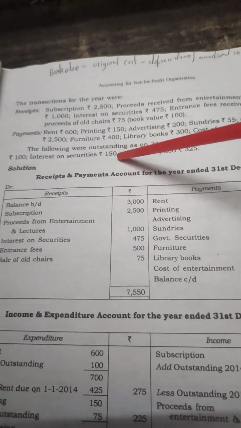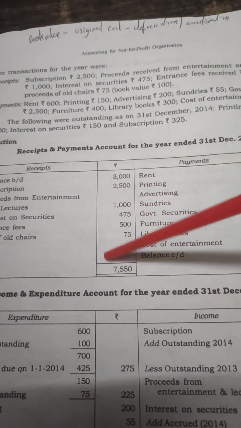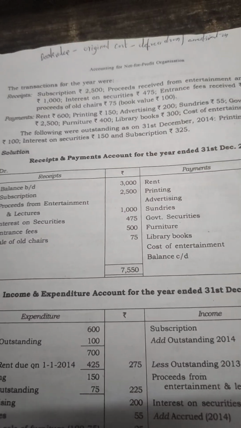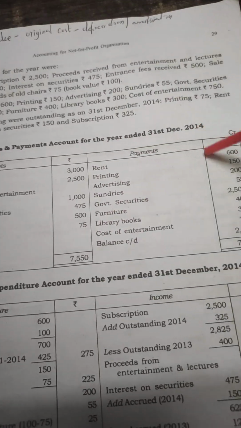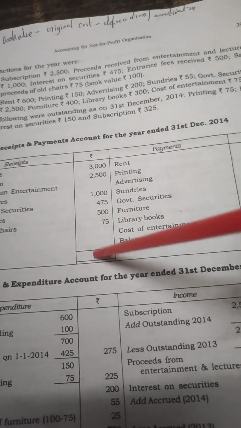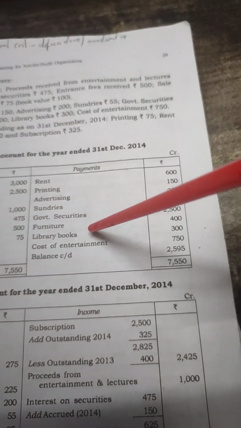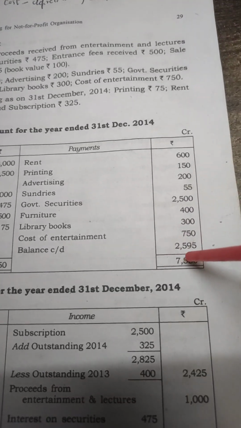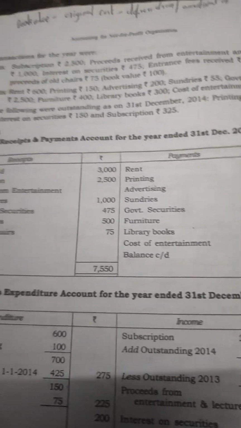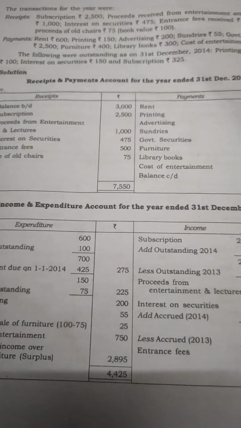Then we have to balance it. When we total it, we can find that the debit side is more than the credit side. So debit side minus credit side gives the closing balance, that is 2595. Then close the account.